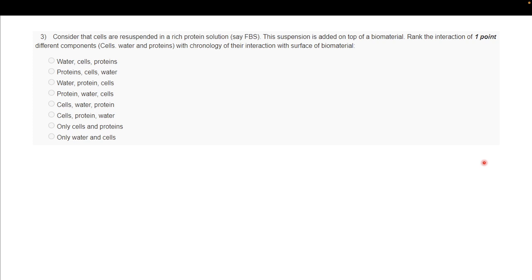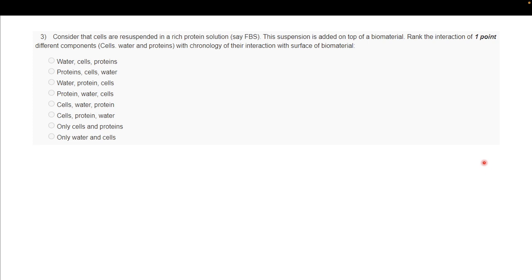The next question is, consider that cells are resuspended in a rich protein solution, let's say FBS. The suspension is added on top of a biomaterial. Now we have to rank the interaction of different components, which could be cells, water and proteins, with chronology of their interaction with the surface of the biomaterial. I think we discussed this in the first slide itself, so it should be easy to answer if anybody wants to volunteer. It's nothing but just where your biomaterial is placed in FBS, and we have to rank what is going to interact with the surface first.